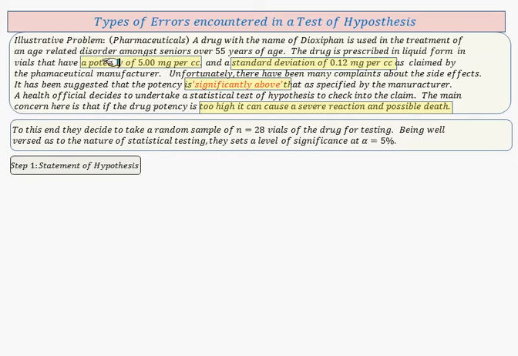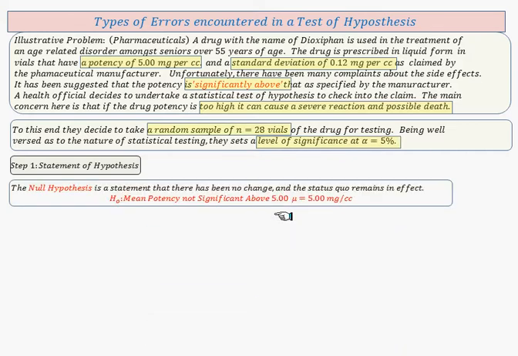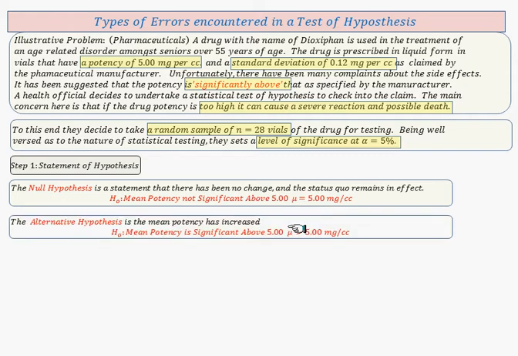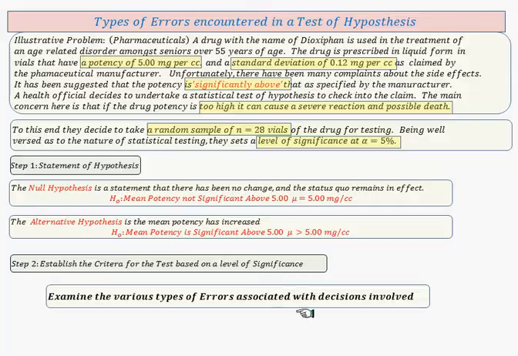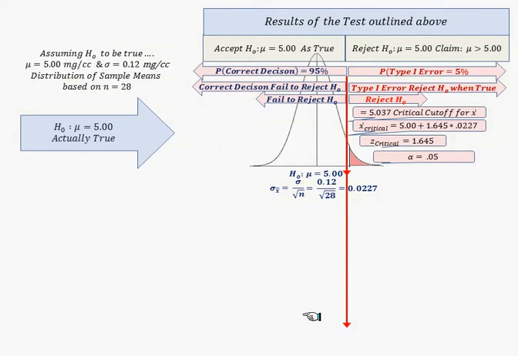We're testing a drug with a potency of 5.00, and we want to detect or know if the potency is significantly above 5. So we're setting up the null hypothesis here. The mean is around 5.00. The alternative is greater than 5. And we want to look at the various types of errors encountered.